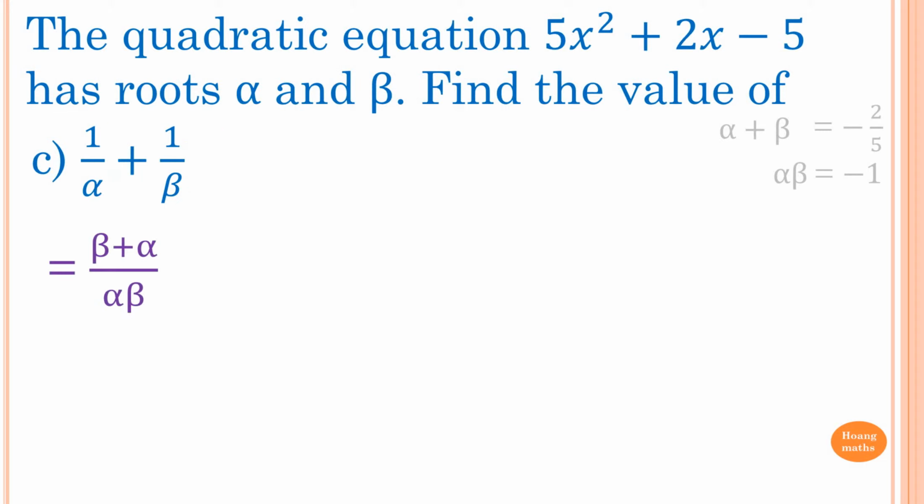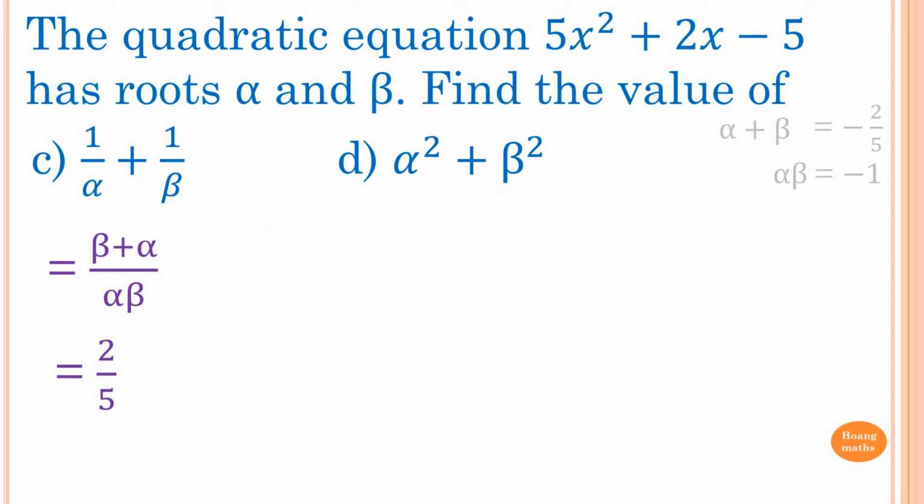And do not forget, of course, alpha plus beta is the same as beta plus alpha. So we know from the first part, alpha plus beta is equal to negative 2 over 5. So that becomes negative 2 over 5 divided by alpha beta, which is minus 1. So the answer is just 2/5.